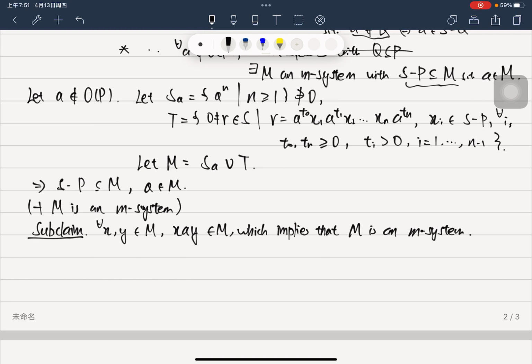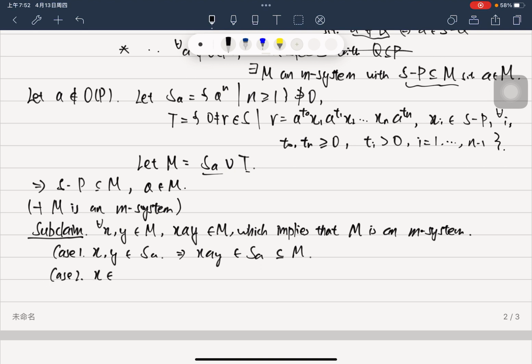Now, since M is the union of two sets, we have four cases. Case 1: X, Y are both in S_A, which means X is a power of A and Y is a power of A. And then XAY is a power of A, which means that this is contained in S_A, and S_A is a subset of M. Then we are done. And the second case is more complicated.